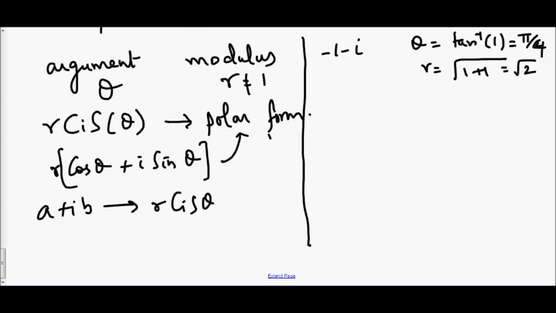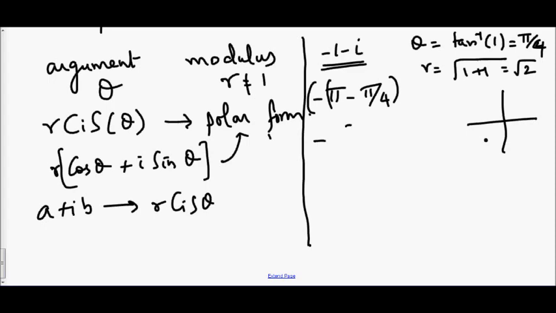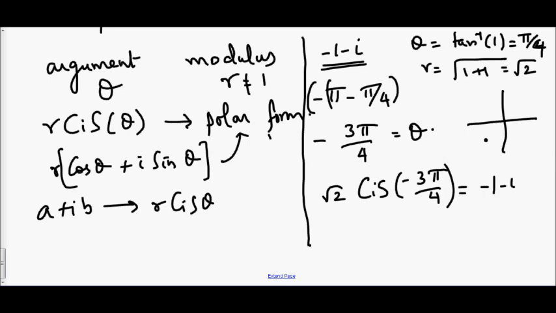And now you need to find where the principal angle is. Because both parts are negative, it should be in this region, so the actual value of the principal angle would be minus pi plus pi over 4. We just did this, which would be minus 3 pi over 4. Okay, this is your theta. So your polar form for this question would be square root of 2 cis minus 3 pi over 4, which is actually minus 1 minus i.